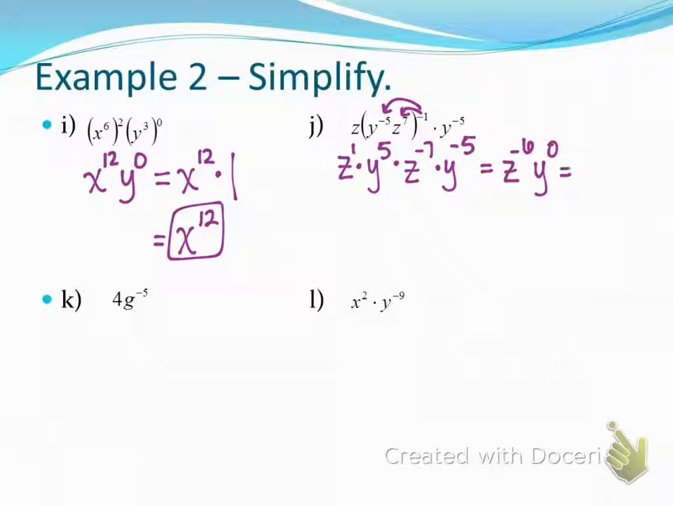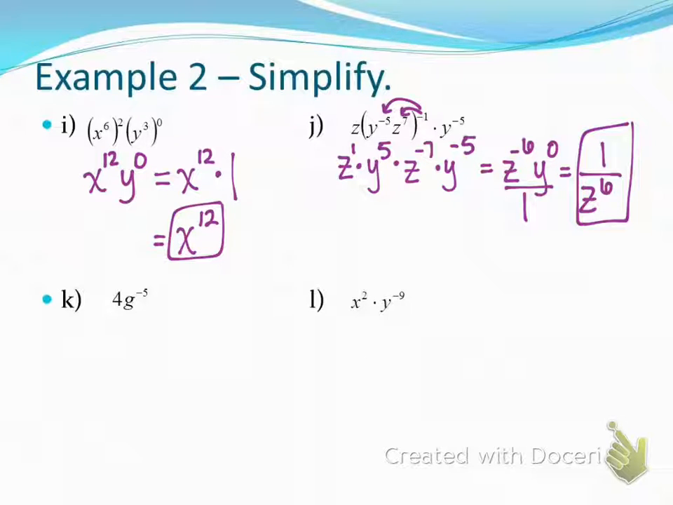Two more things we can change. First thing, we got to play stay or go. Do we want the z to the -6 to stay or go? It's got to go. Goes to the bottom, becomes a +6. The y to the 0, should it stay or go? It can stay. It doesn't have a negative exponent. But y to the 0 power equals 1.